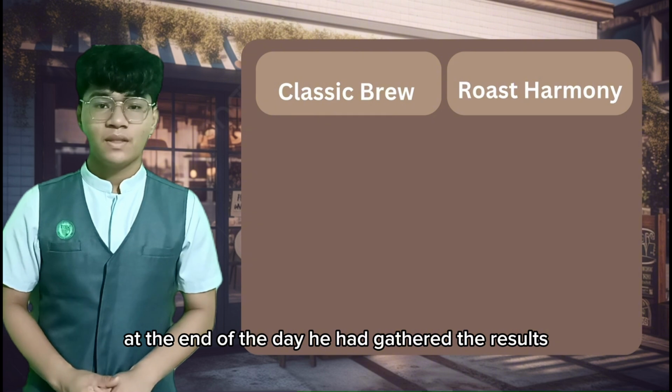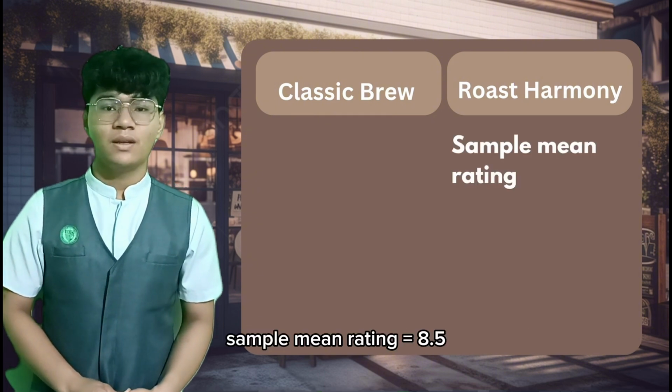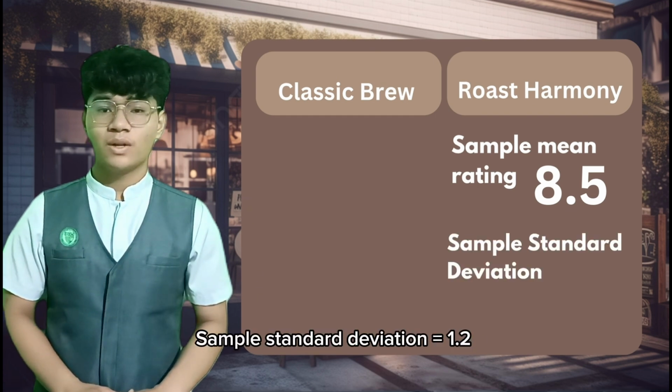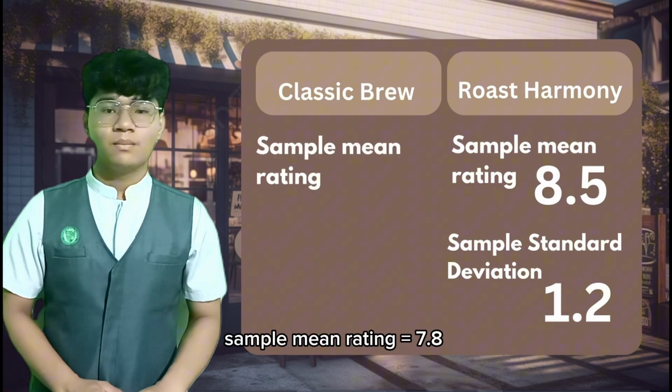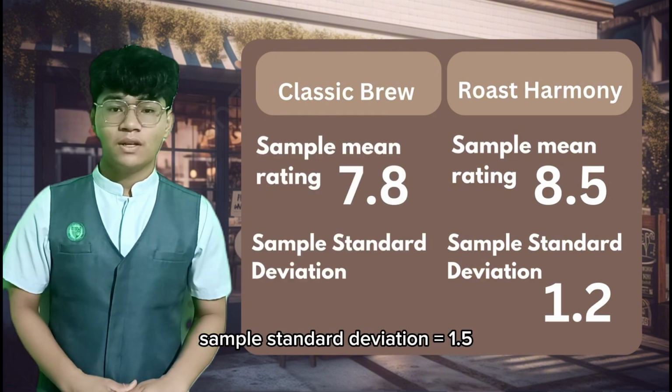At the end of the day, they gathered their scores. For the Roast Harmony, the sample mean rating equals 8.5 and the sample standard deviation equals 1.2. For the Classic Brew, the sample mean rating equals 7.8 and the sample standard deviation equals 1.5.